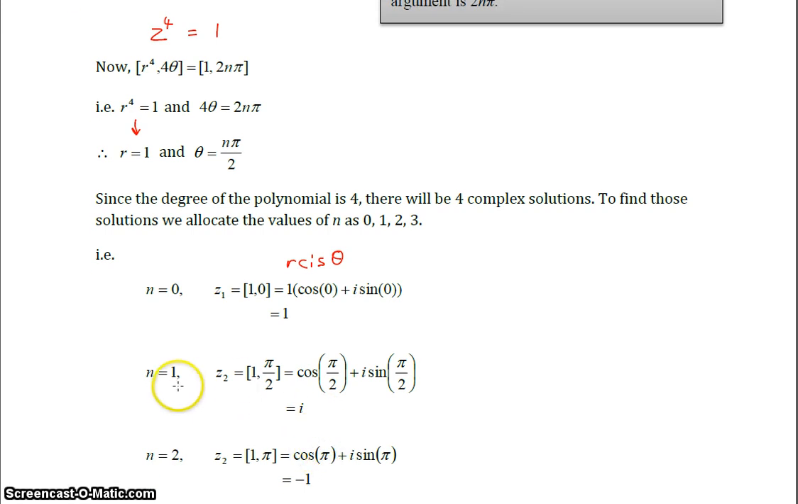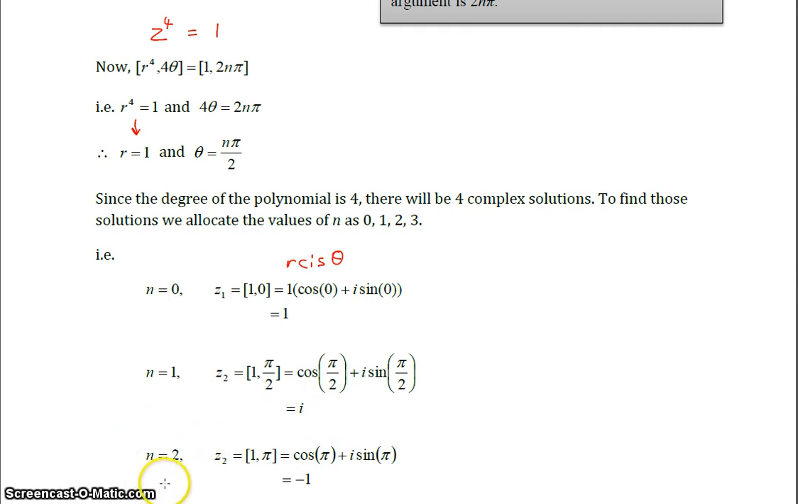Okay, we'll take on the next value of n equals 1. When n equals 1, we've got 1 times pi over 2, which is pi over 2. And so we substitute into our cis equation. So it's 1 times cos of pi over 2 plus I sine pi over 2. Now cos of pi over 2 is 0 this time, whereas sine of pi over 2 is 1. So we've just got 1 times I, which is I. So I is our second solution.